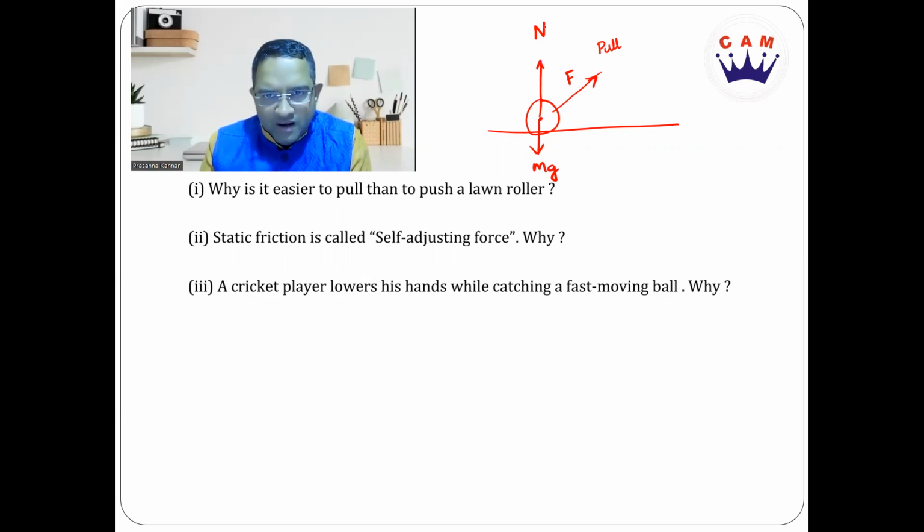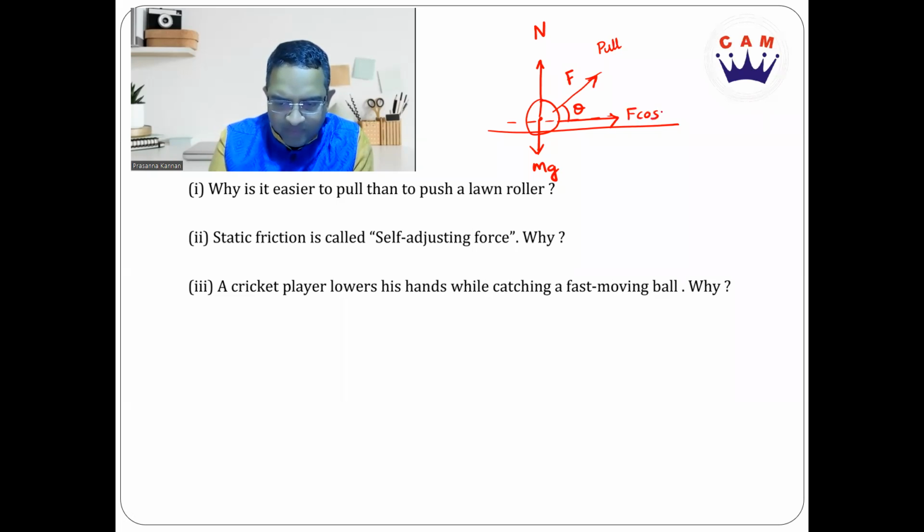Okay, that's if you pull it. Suppose there is an angle theta here. Now, this F can be split into what components? Two components, horizontal and vertical: F cos theta and F sin theta. So this will be your F cos theta, am I right? And F sin theta will be vertical, right? So F sin theta will be here, correct?